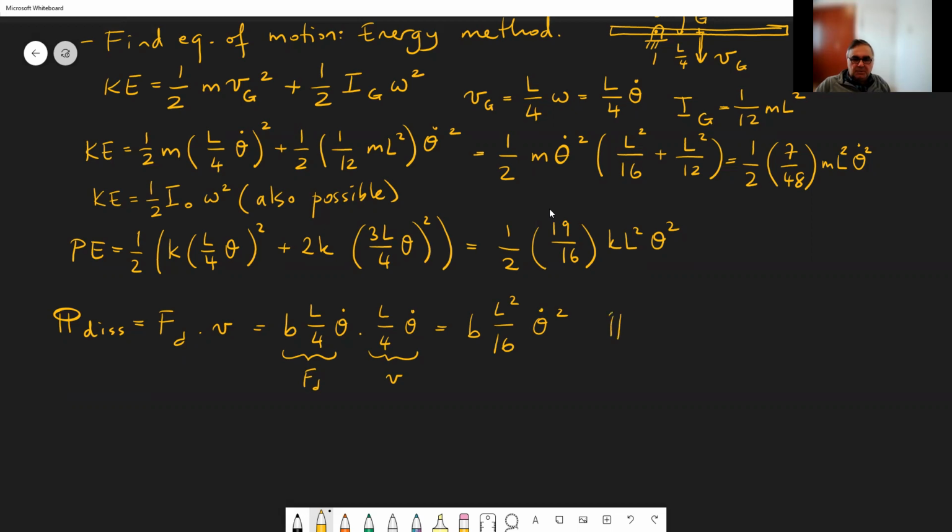Okay, input power from the external thing is M0 sine omega t. This is the power, M of t times theta dot of t. Okay. Moment times the angular velocity. This is omega.